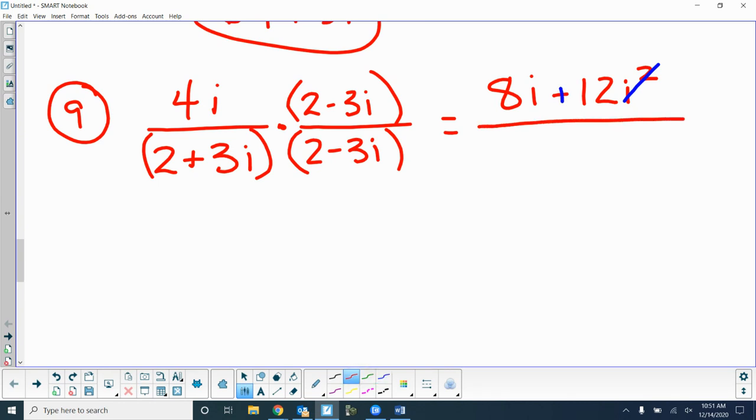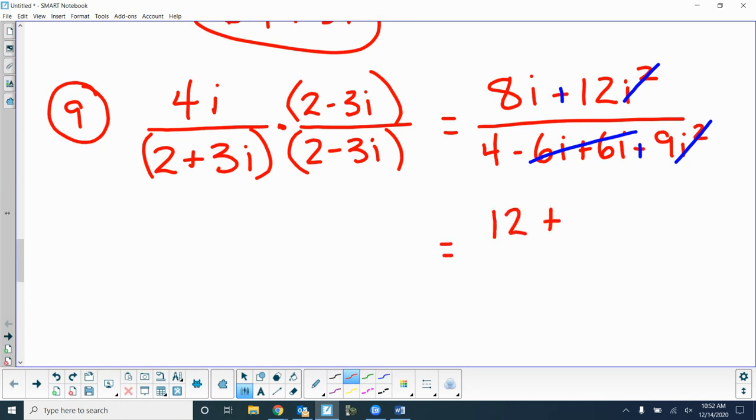And then FOIL this. First, 2 times 2. Outside 2 times negative 3i. Inside 3i times 2, positive 6i. And last 3i times negative 3i is a negative 9i squared. There's that i squared again. So that negative 9 becomes positive 9. The middle ones, positive 6i and negative 6i, cancel. So our answer is 12.